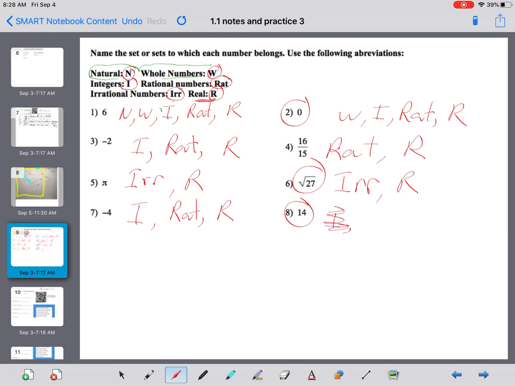So 14 is a counting number, which makes it natural. Whole number. Excuse me, by the way. It was my birthday yesterday. Integer. Rational and real.